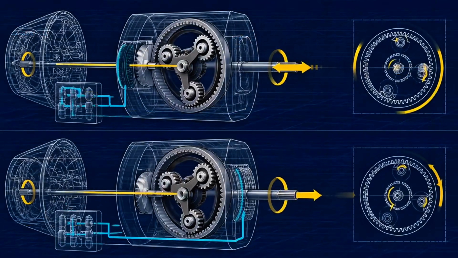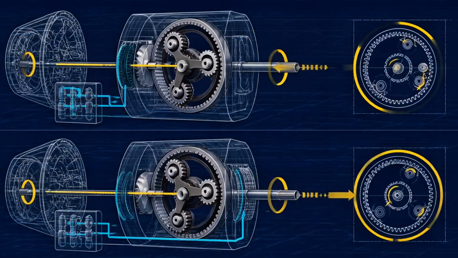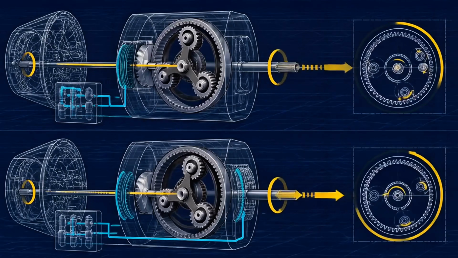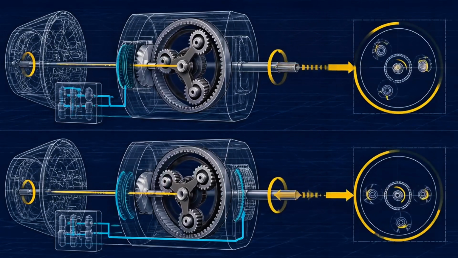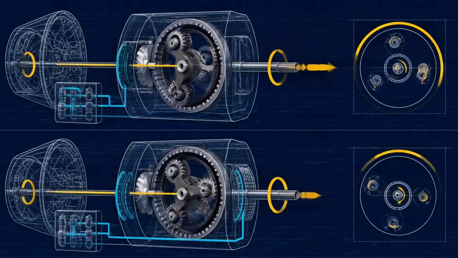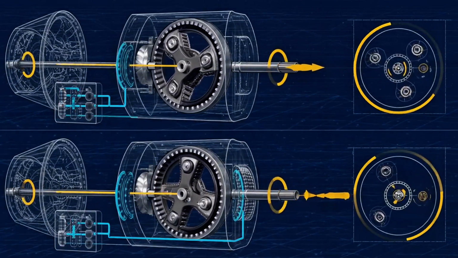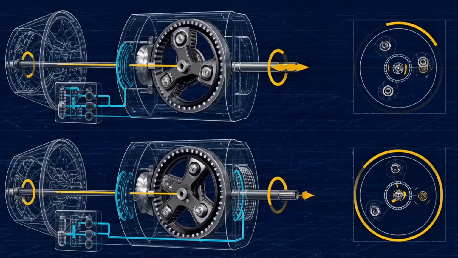With another combination, the output can rotate faster than the input. This creates overdrive, allowing the engine to run more slowly during highway travel. Hold a different member stationary, and the output direction can be reversed. That is how the transmission produces reverse without making the engine spin backward.